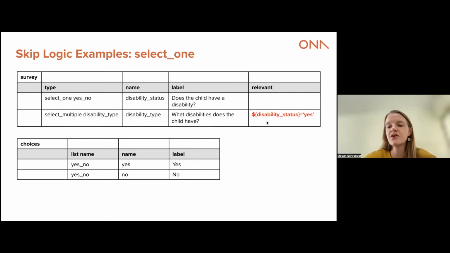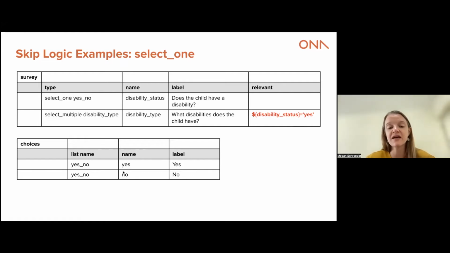So the thing to note here is, again, we're referencing our previous question based on the name column value, referenced using normal notation of the dollar and curly brackets. Then we use the equal sign. And to note the answer that we selected, we have to utilize the name column value. You don't want to use the label. The XLS form will only recognize the name column value.